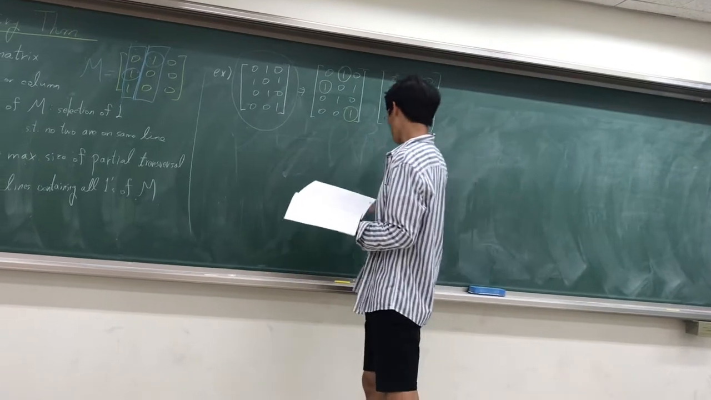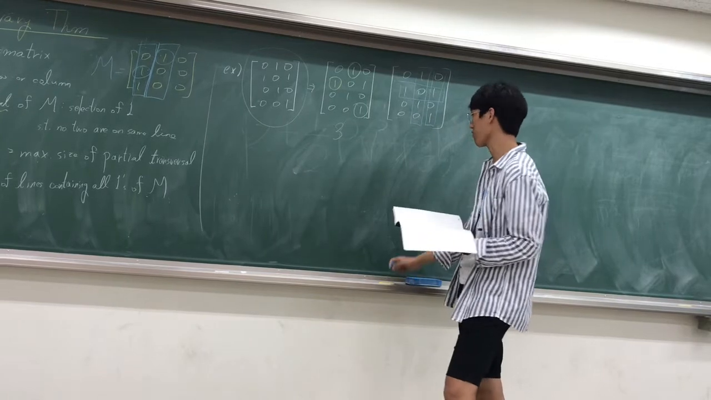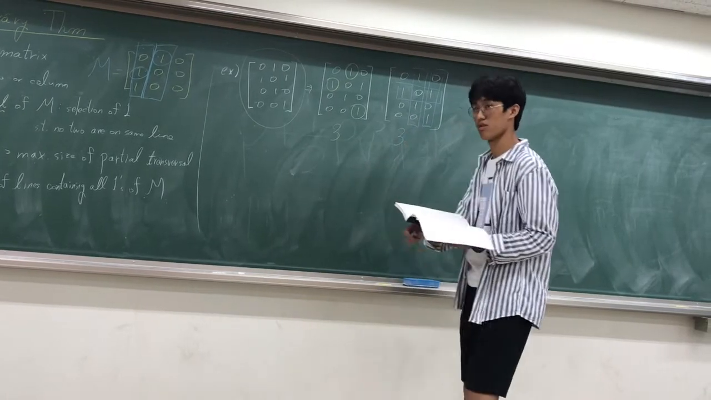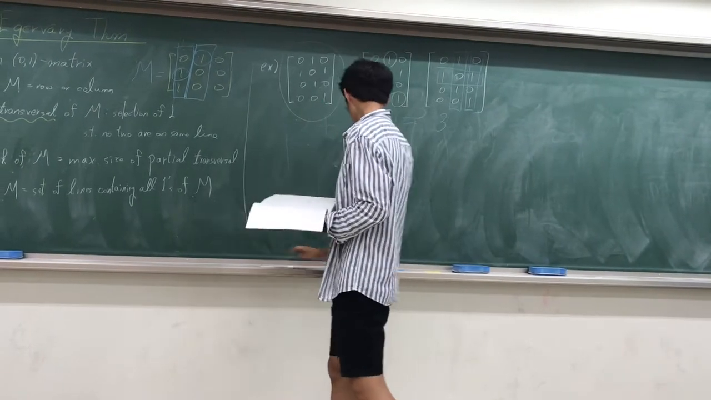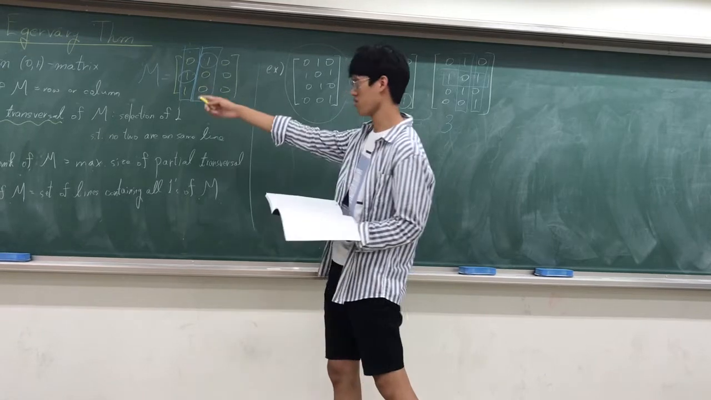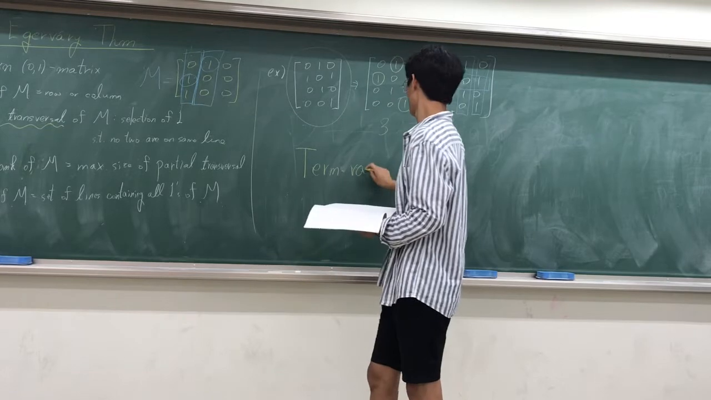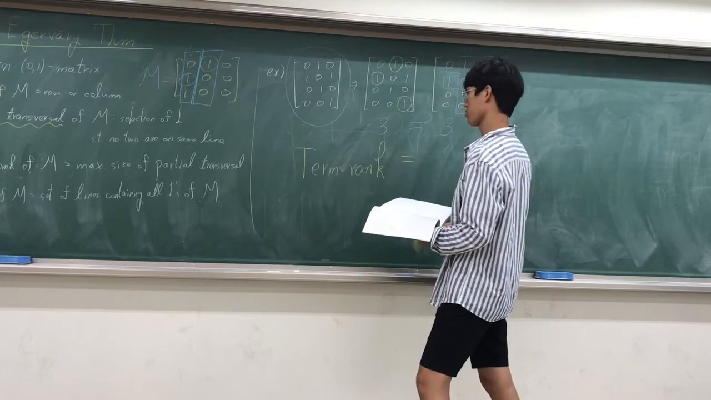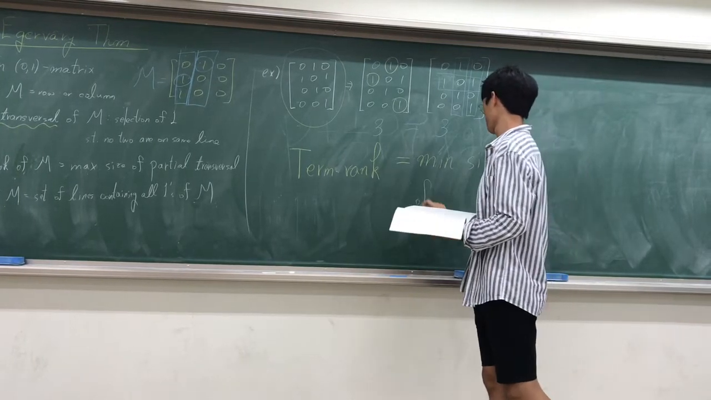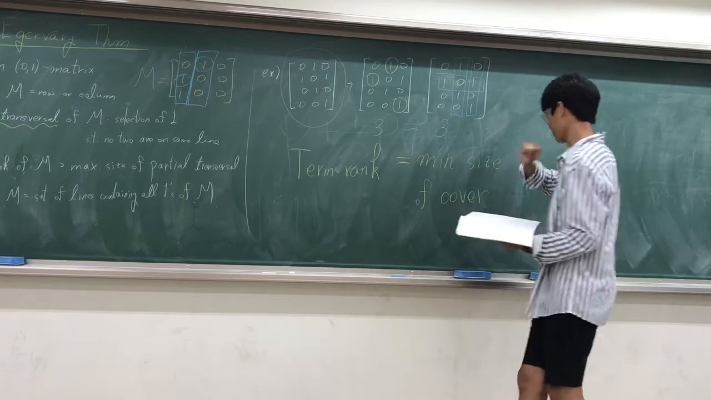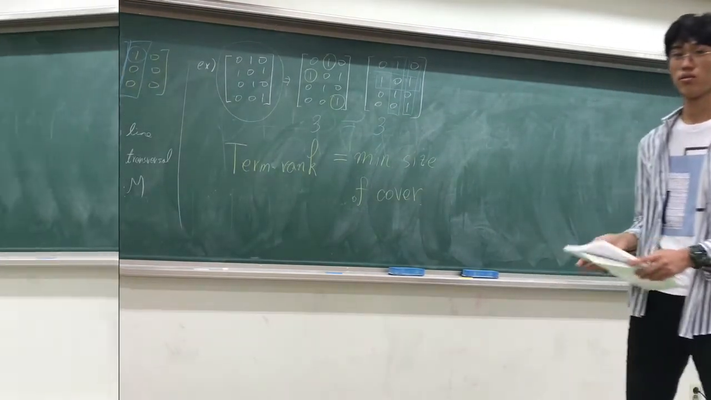Now, notice that the term rank of M is 3, and the minimum size of the cover of M is also 3. These two are the same. So this Konig-Egevary theorem states that for any 0, 1 matrix, the term rank is equal to the minimum size of cover.